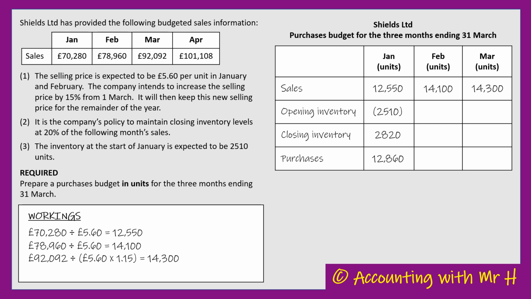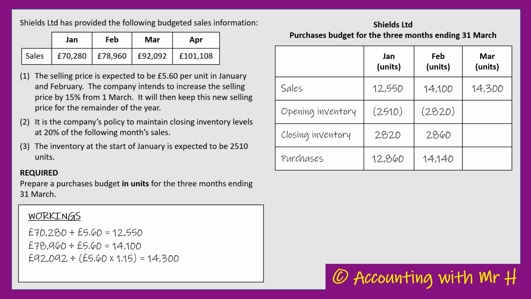If the closing inventory in January is 2,820, then that will become the opening inventory in February. We know that the company wants to keep 20% of next month's sales as closing inventory in the month before. So if I look at March, the sales are 14,300. 20% of that is 2,860 units. And then total up February. So in February, the budgeted purchases is 14,140 units. And then finally into March.